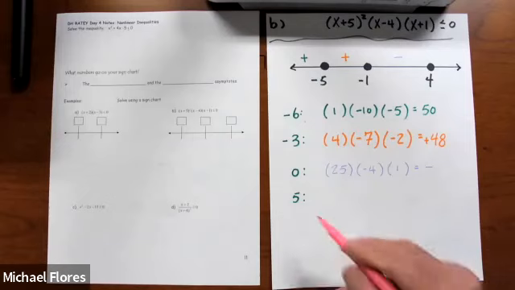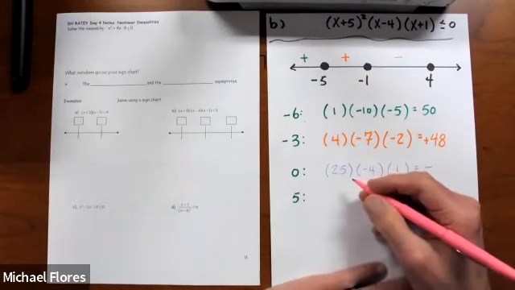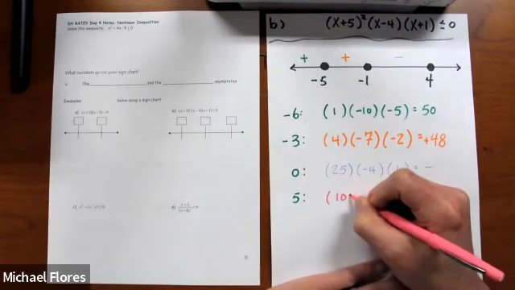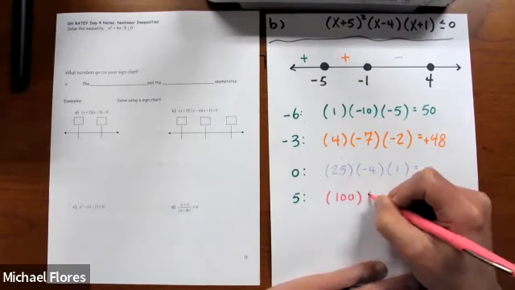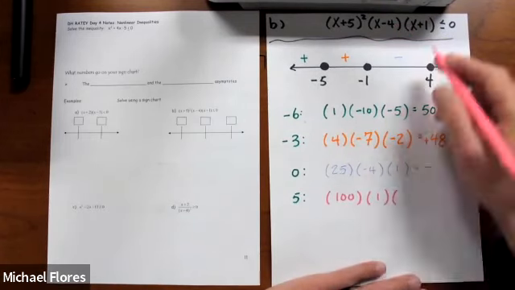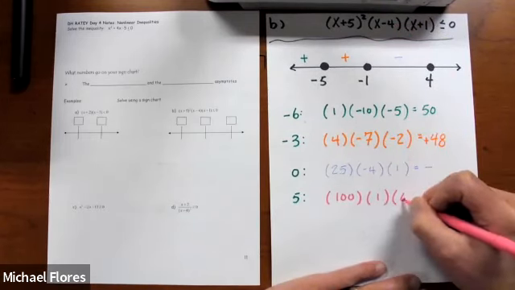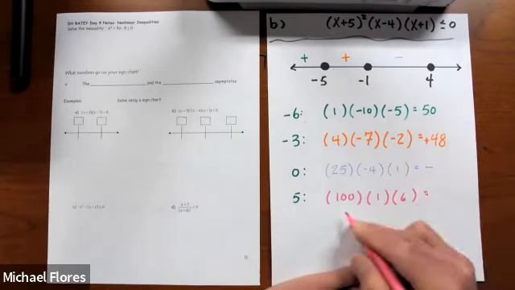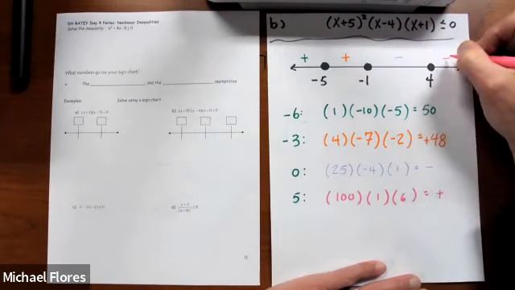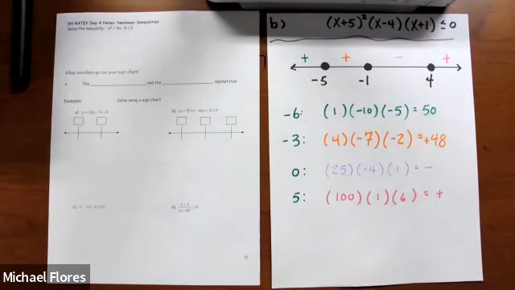And now let's take 5. 5 plus 5 is 10. 10 squared is 100. 5 minus 4 is 1. 5 plus 1 is 6. Multiply. Notice these are all positive. So we're going to get a positive number. So everything greater than 4 is positive.